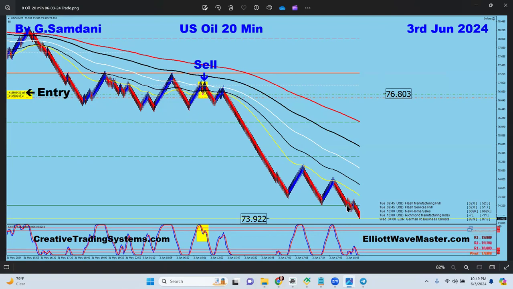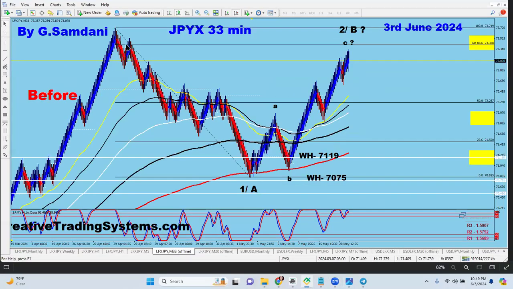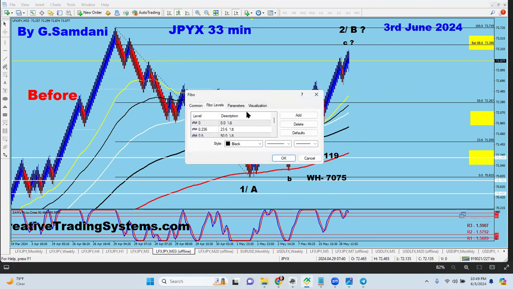Similarly, this yen also, what it is making right now, if you look at it, you draw the fib, and it is 50%. So I'm going to add here 38% as well, 0.382, because it could be 38 to 50. 38.2%.